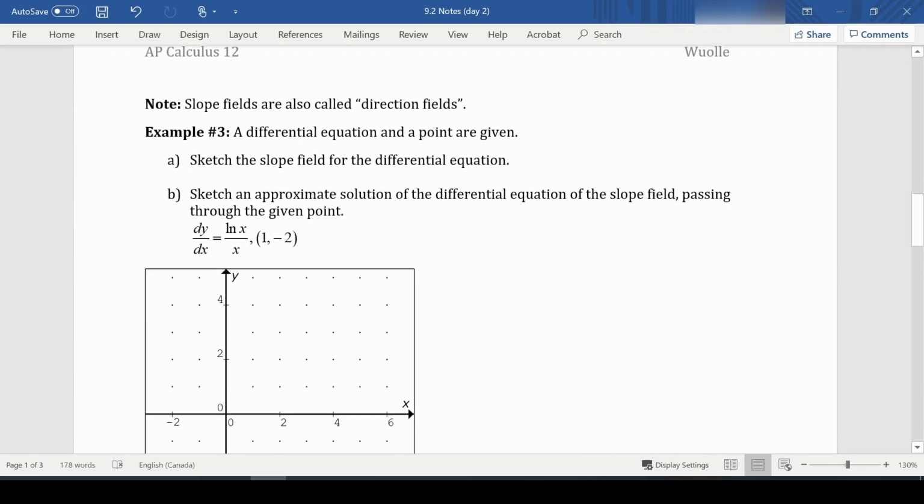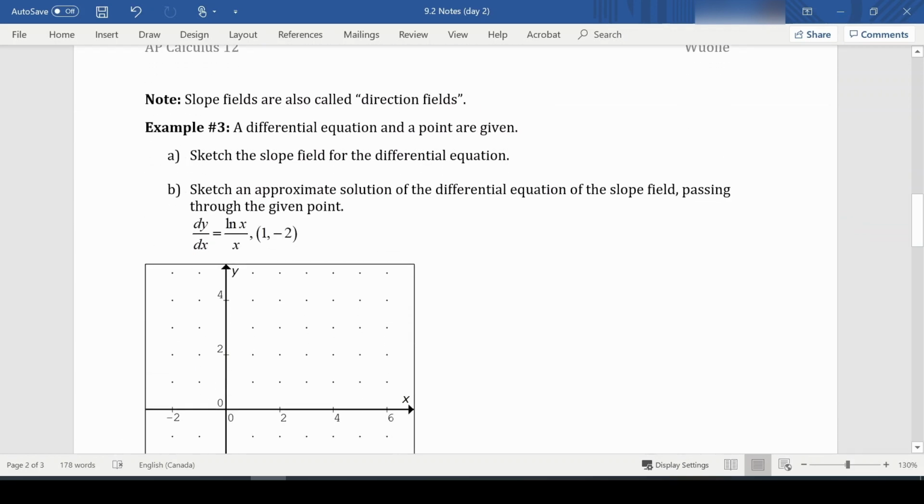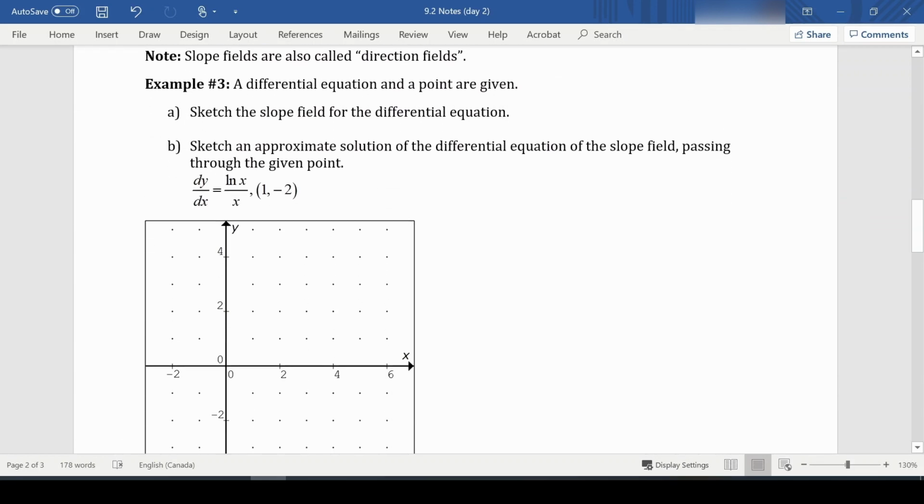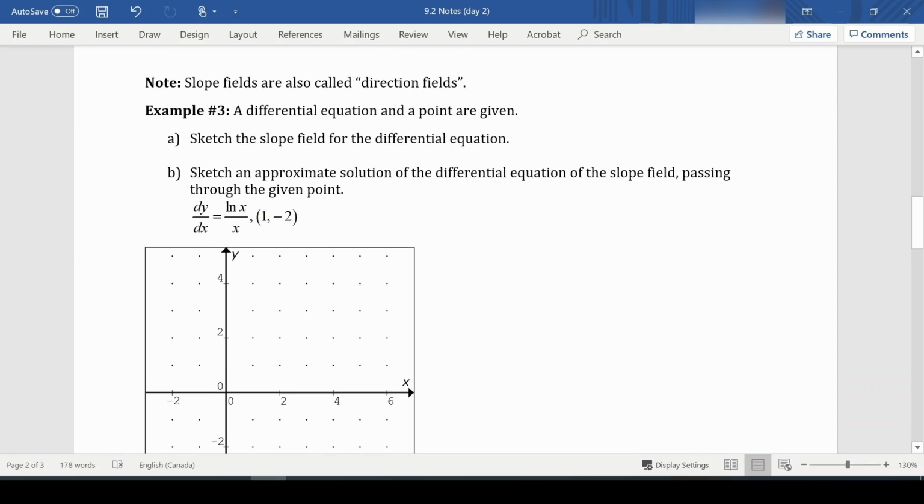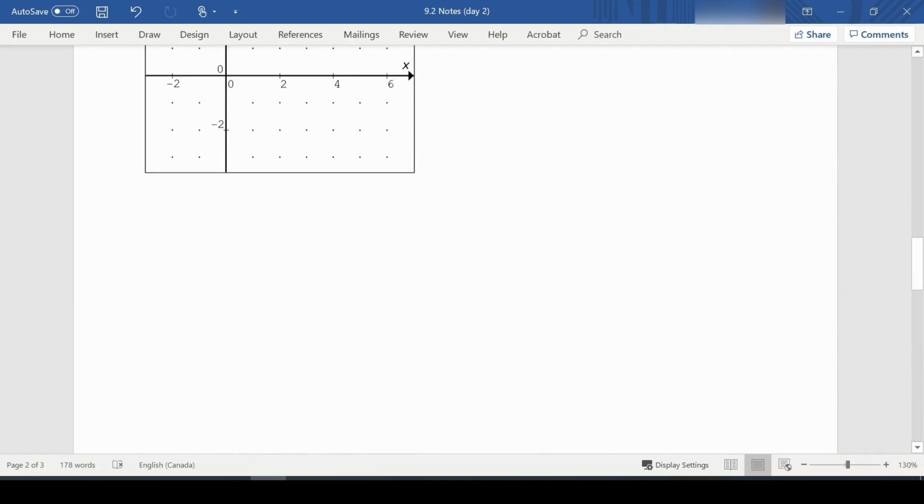Okay, let's try another one. Another word for a slope field is a direction field. So if you see that word direction field, this is what they're referencing.